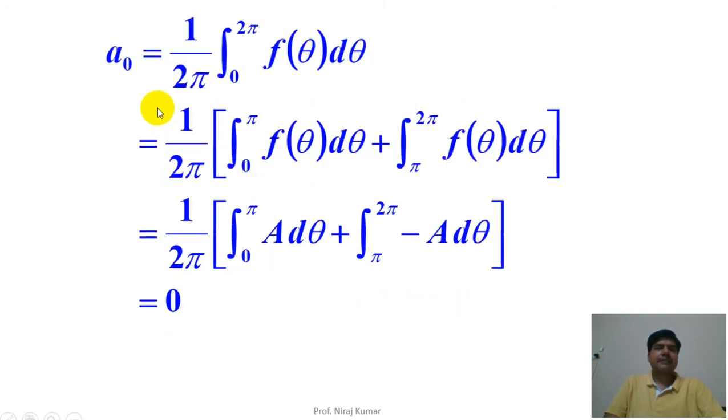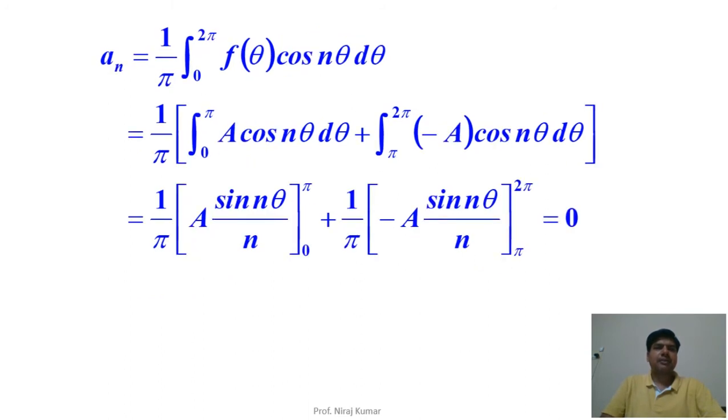Now to find the first coefficient of the Fourier series, we have to take 1 by 2 pi times the integral from 0 to 2 pi of f theta d theta, and from 0 to 2 pi there are two parts. One is 0 to pi, another one is pi to 2 pi. For 0 to pi the function value is a, and for pi to 2 pi the value is minus a. So adding these two we will get 0. So there is no a naught coefficient in the Fourier series. So a naught equal to 0.